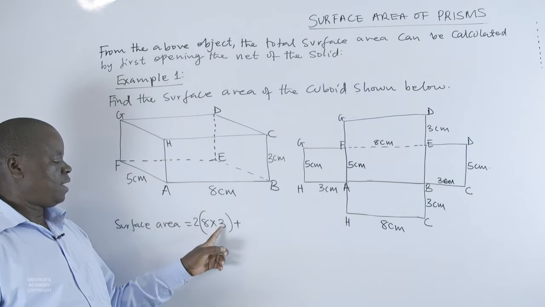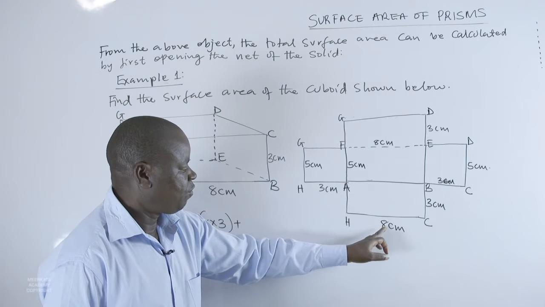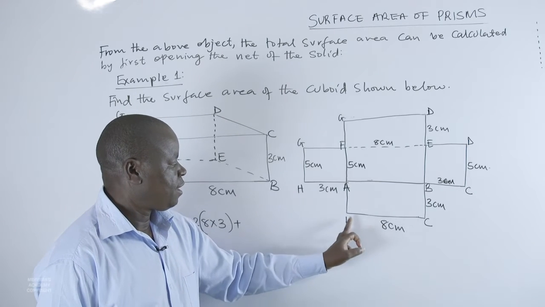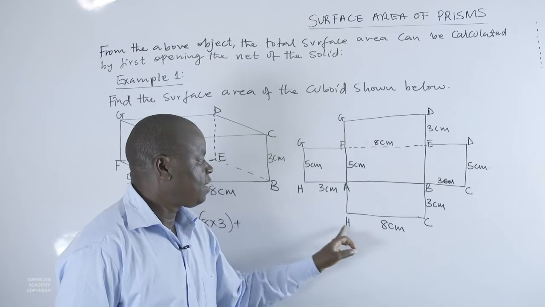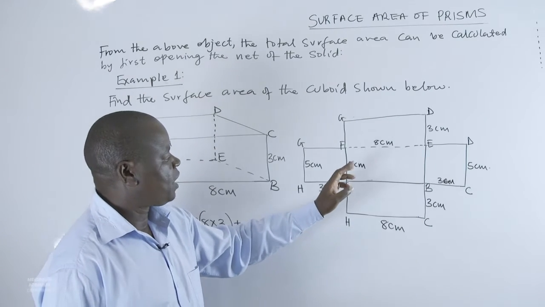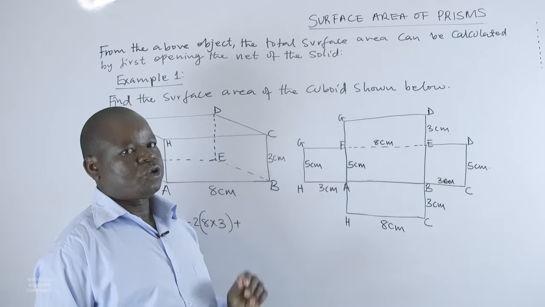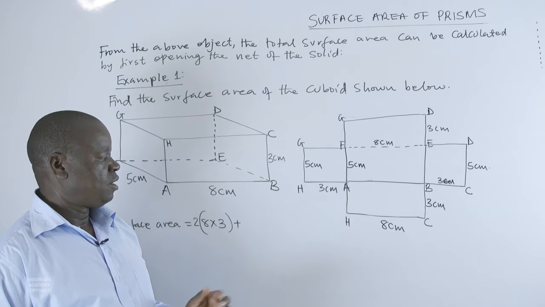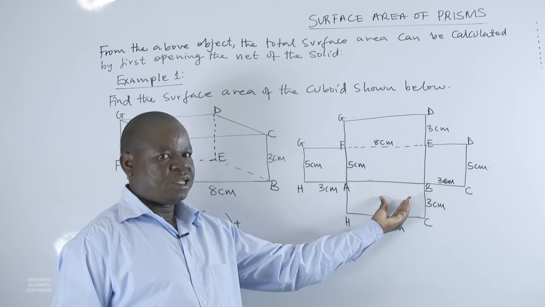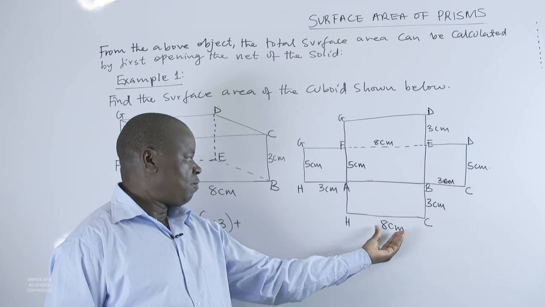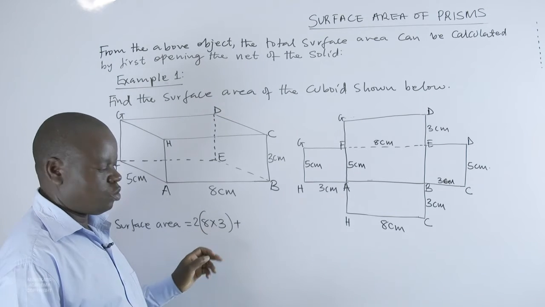So we are going to have 2 into 8 times 3. Why is it 2 into 8 times 3? We have plane ABCH being similar to plane DEFG. So there are two which are similar. So when you calculate the area of this plane here, it is similar to another plane which is up here. So that's why we are multiplying by 2.